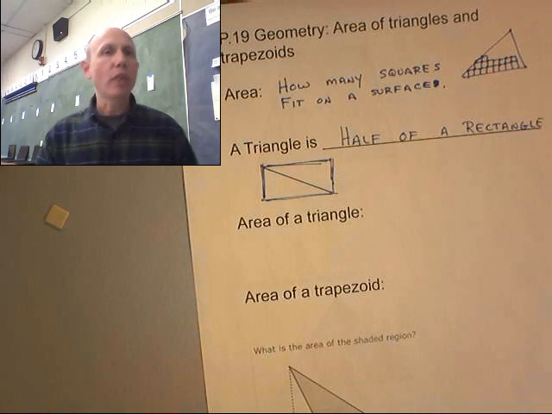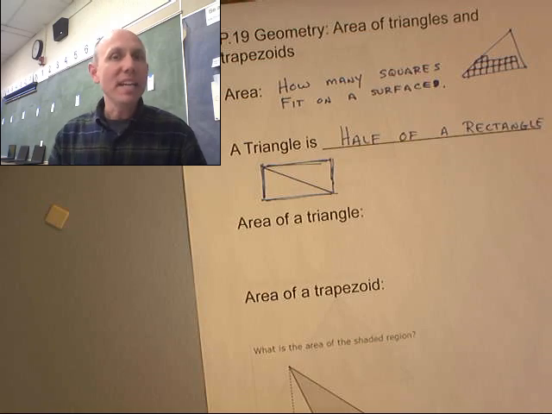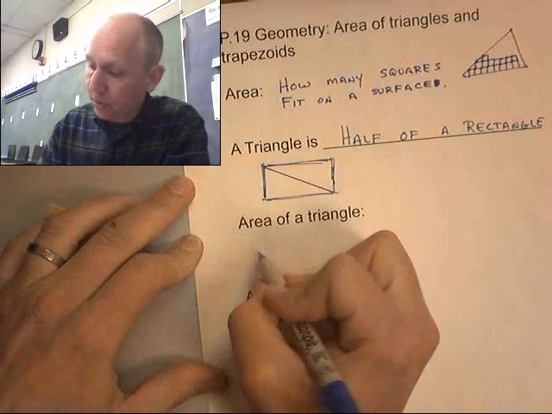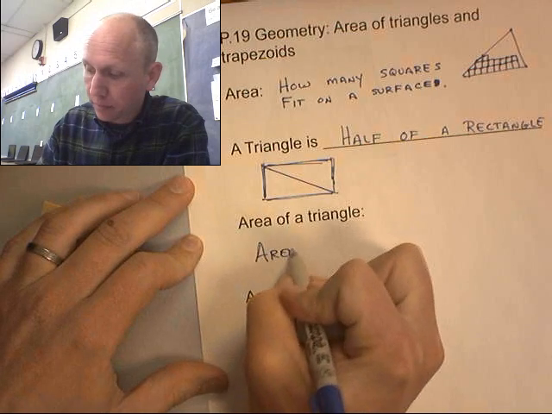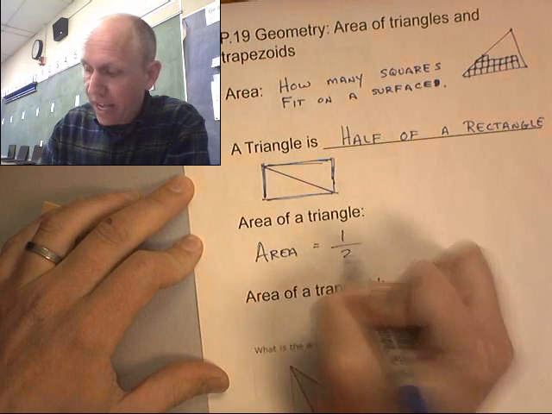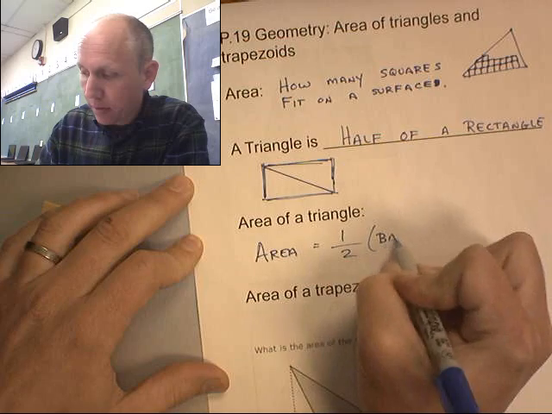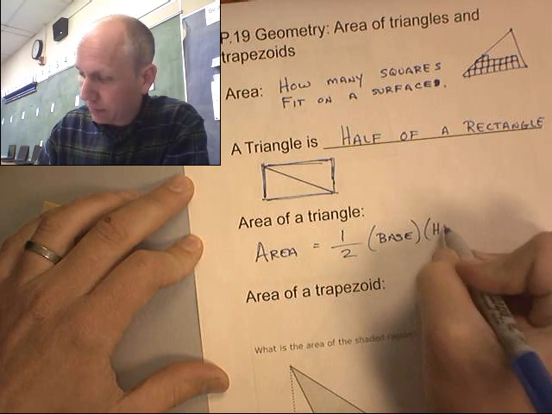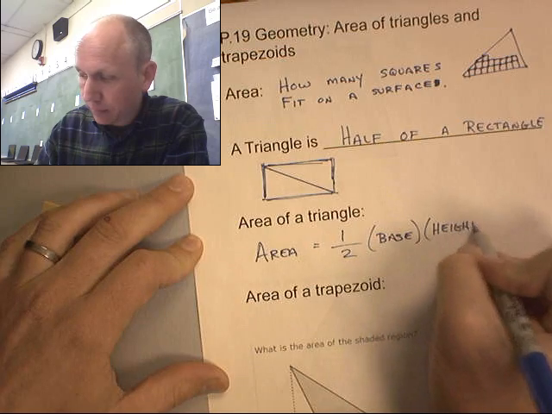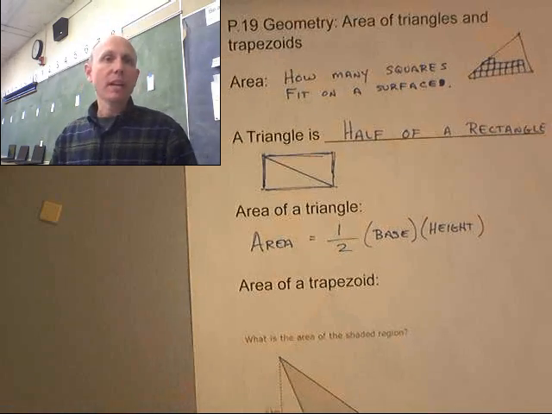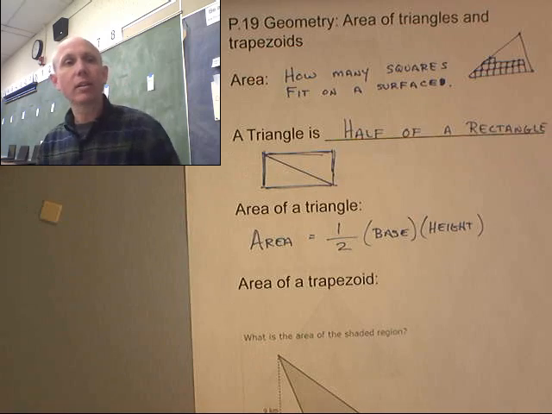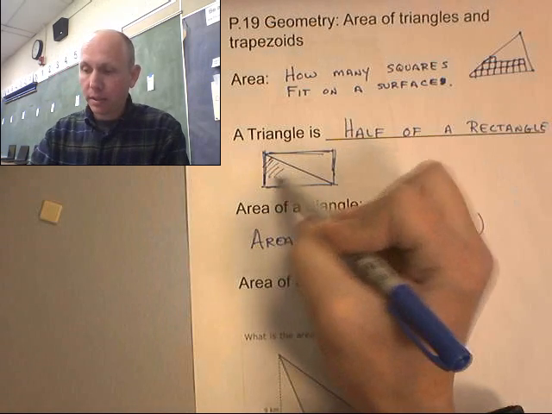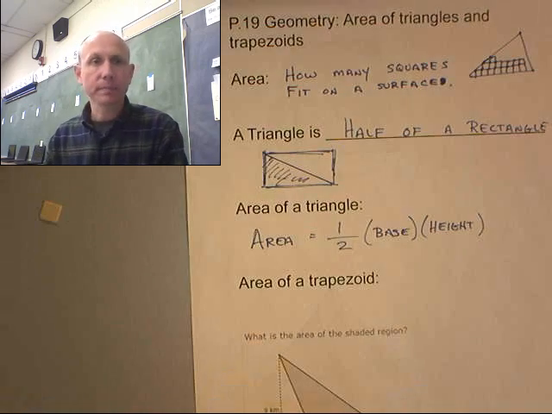So the area of a triangle is going to be half of the area of a rectangle. The area of a triangle is 1/2 base times height. And that makes sense because a triangle is half of a rectangle, right? I'm only having half of that area.